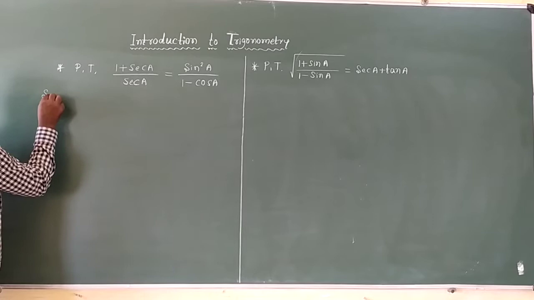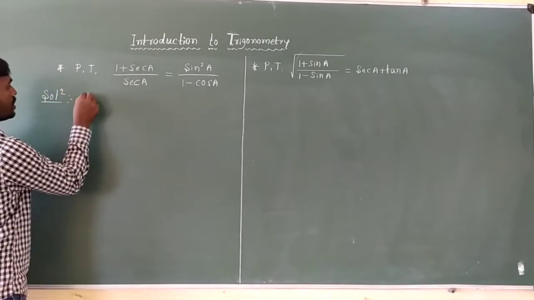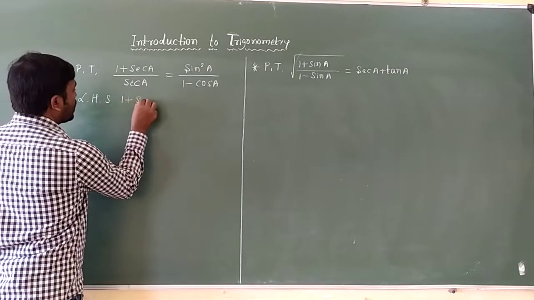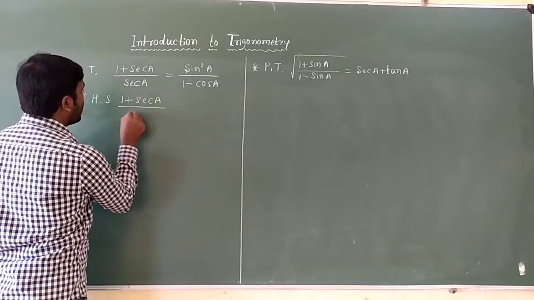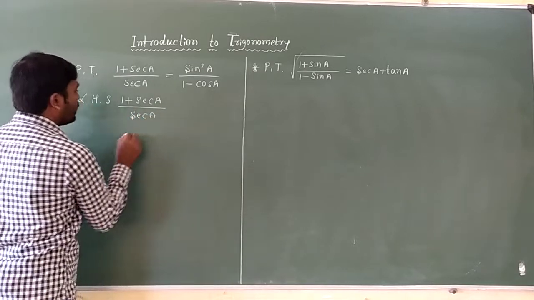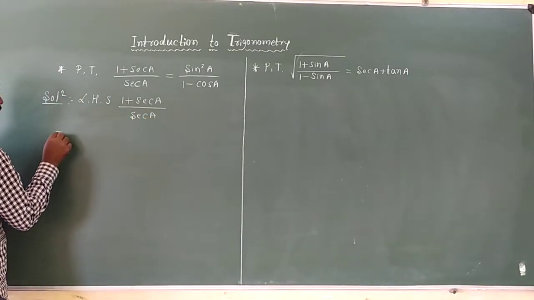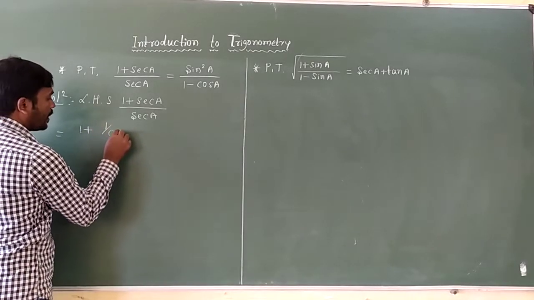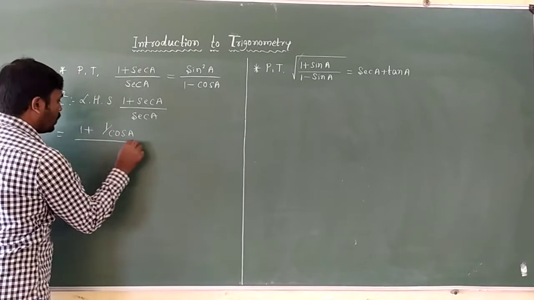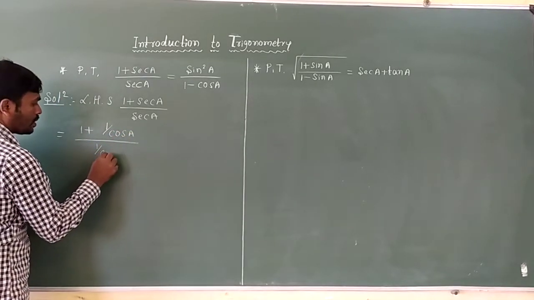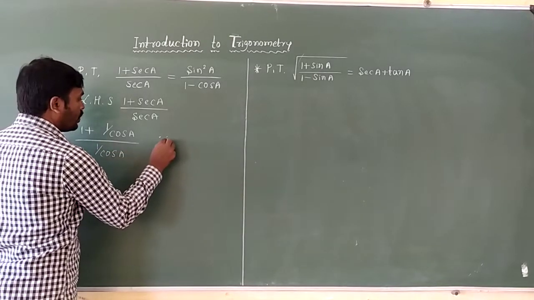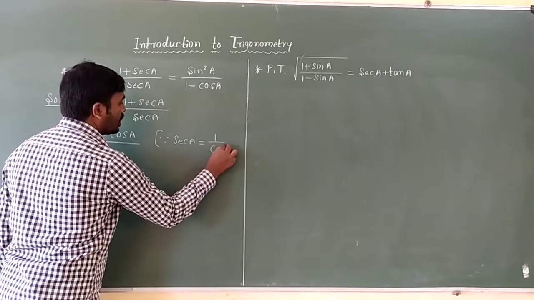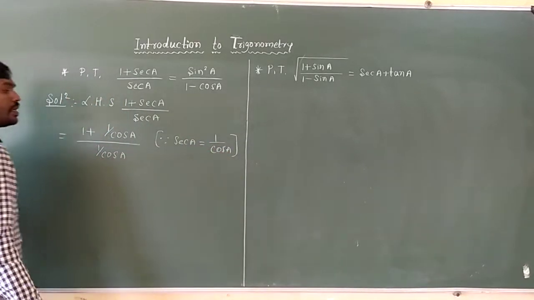Solution. Here, by taking the LHS. LHS is what here? (1 plus sec a) divided by sec a. Let us convert this in terms of cos. That is, 1 plus sec a is equal to 1 plus 1 by cos a, whole divided by 1 by cos a, because we know that sec a is equal to 1 by cos a.